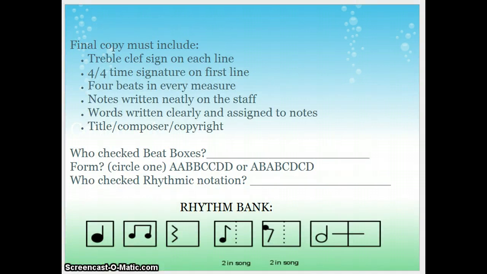Other instructions include the following. Final copy must include a treble clef sign on each line, 4/4 time signature on the first line, 4 beats in every measure, notes written neatly, words written clearly and assigned to notes, and the title, composer, and copyright noted. The instruction sheet should have a blank for the peer editors and the form choice. Finally, a rhythm bank will be on the instruction sheet. So the rhythm bank at the bottom of this slide is where the students can choose the rhythms that they'd like to fill in their Beatbox graphic organizer.